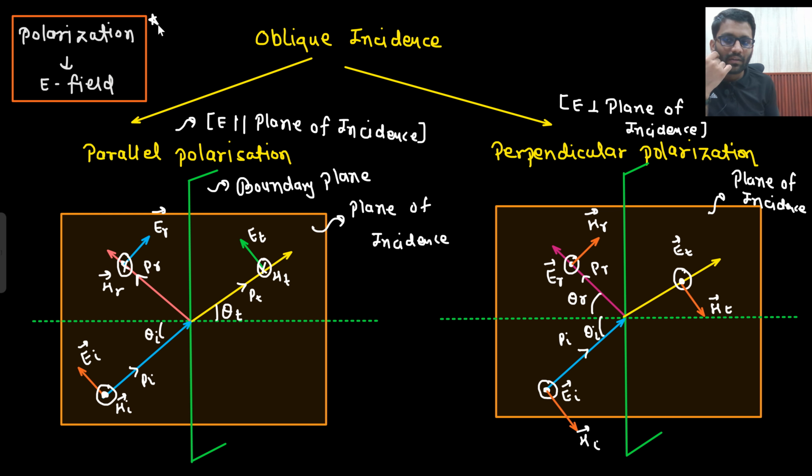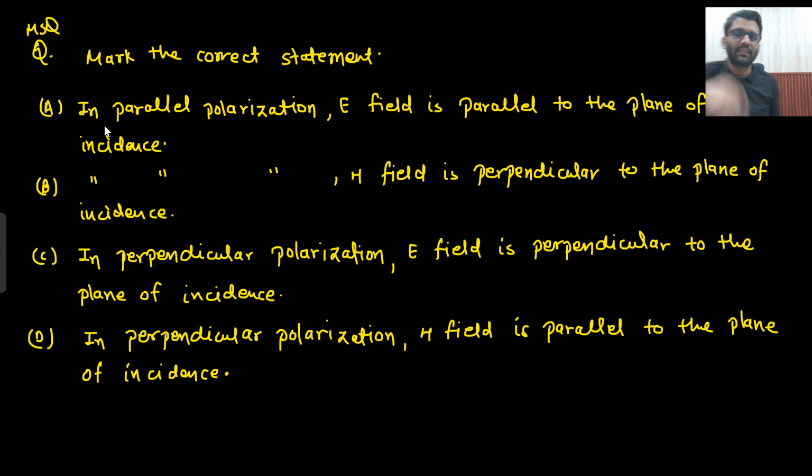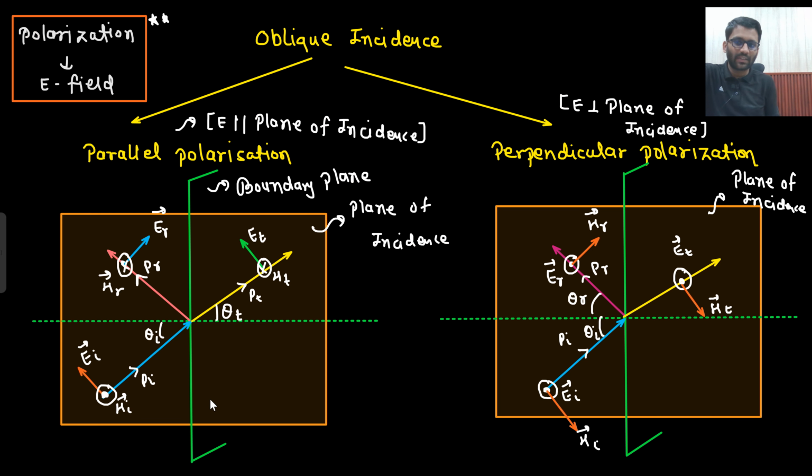But they can frame a question like this: in case of parallel polarization, E field is parallel to the plane of incidence. Yes. But in case of parallel polarization, H field is perpendicular to the plane of incidence. Yes, this was our parallel polarization. E field is tangential, but H field is perpendicular as well. Because if E is tangential, then certainly H has to be perpendicular only. No, there is no other way.